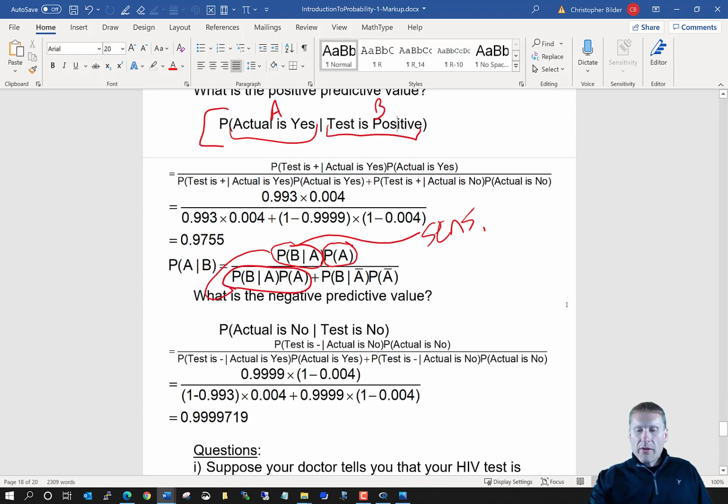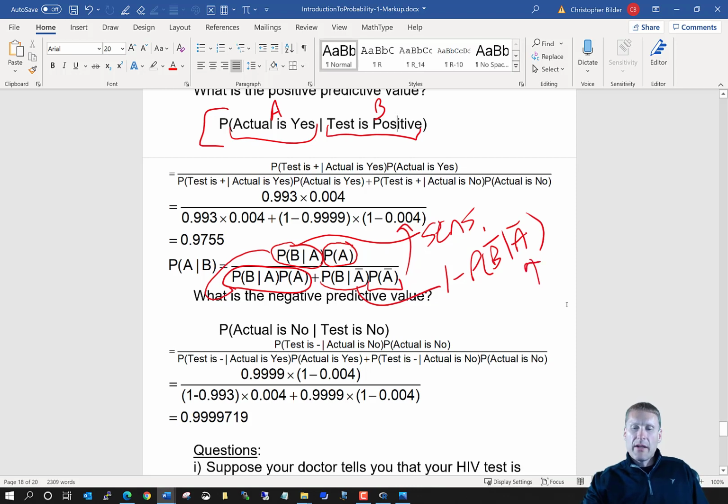Using that information, we can also put that same stuff down below. Now, the probability of A complement would be 1 minus that 0.004. And the probability of B given A complement would be 1 minus the probability of B complement given A complement. In other words, A complement would be actual is no, and B complement would be test is negative. So we're working now with the specificity. You plug that all in there and you get 0.9755 as the final answer.